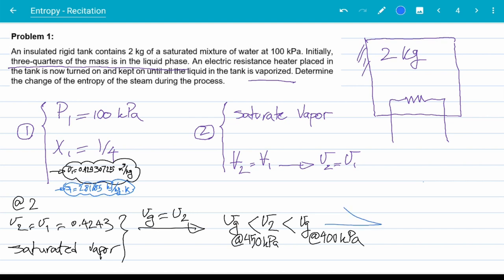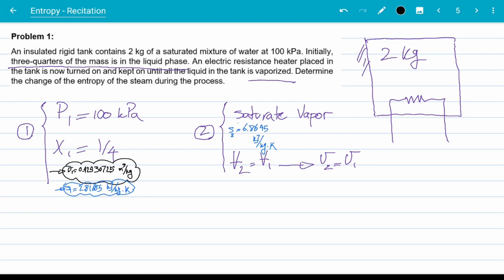Now, I'm not going to do the linear interpolation here. There is another video where I've done a few examples of linear interpolation. I'll put a link to that video, so make sure to check it out if you're not familiar with the concept of linear interpolation. Now, if you do the linear interpolation, you get that s2 is 6.8645 kilojoules per kilogram Kelvin.